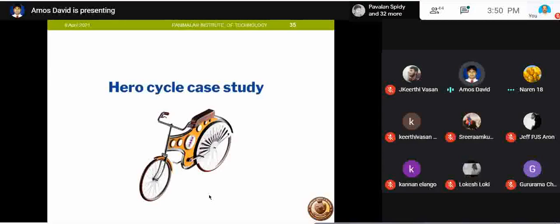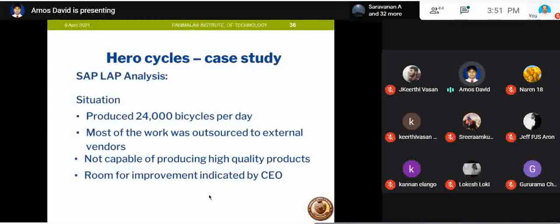Now, the people from IIT Bombay got this particular project from Hero. The Hero company approached IIT Bombay when they wanted to first come up with cycles. IIT Bombay did this SAP analysis. Situation, what is the situation currently? In the Hero company, they were producing 24,000 bicycles per day. This was the current situation, right?